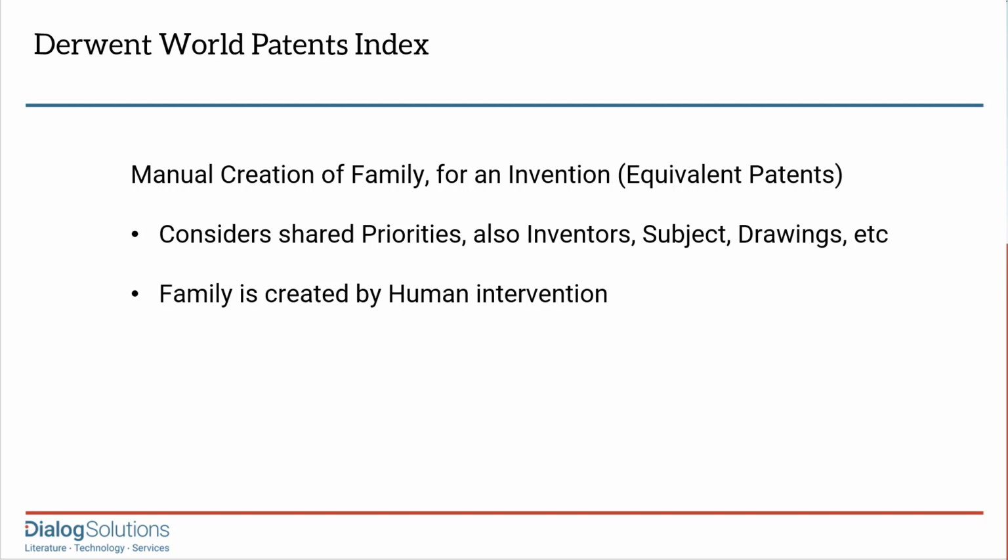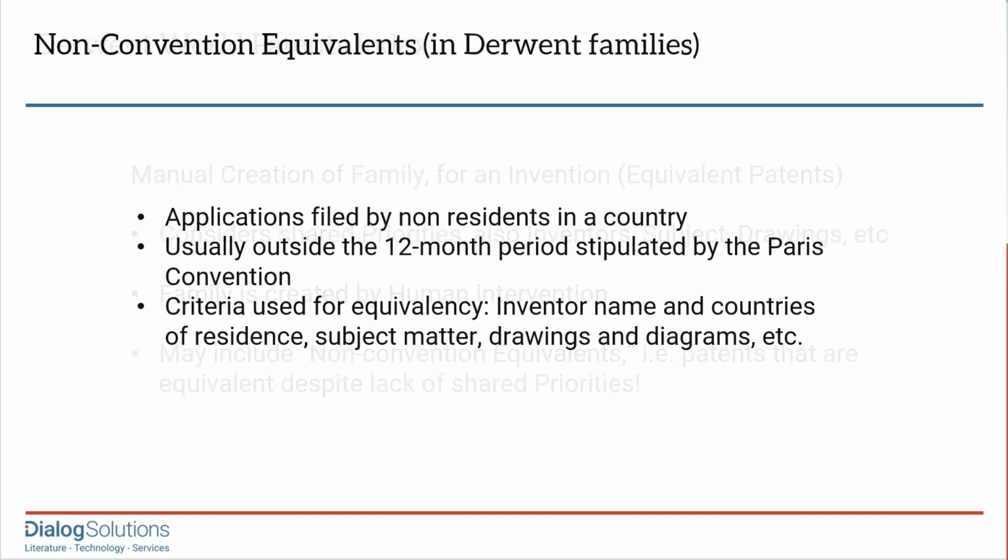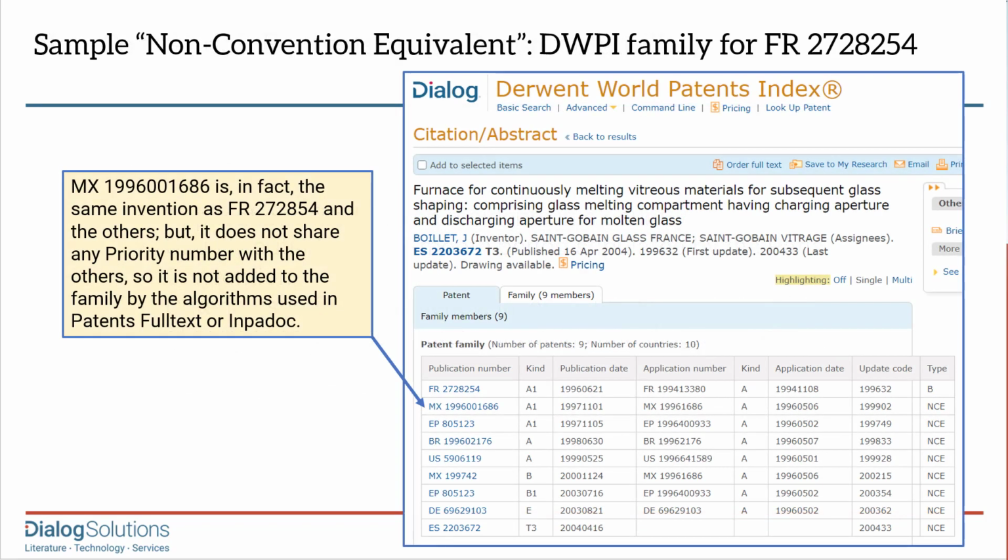Although, there are times when Derwent's method may add some patents to the family that would be missed by the algorithms in other databases. Here, for example, Derwent found that this Mexico patent is actually the same invention as all these other patents, so they put it in the same family, even though it does not cite any priority applications found in the rest of the family. You don't see this very often, but it can be a potential advantage of the manual family creation done by Derwent.